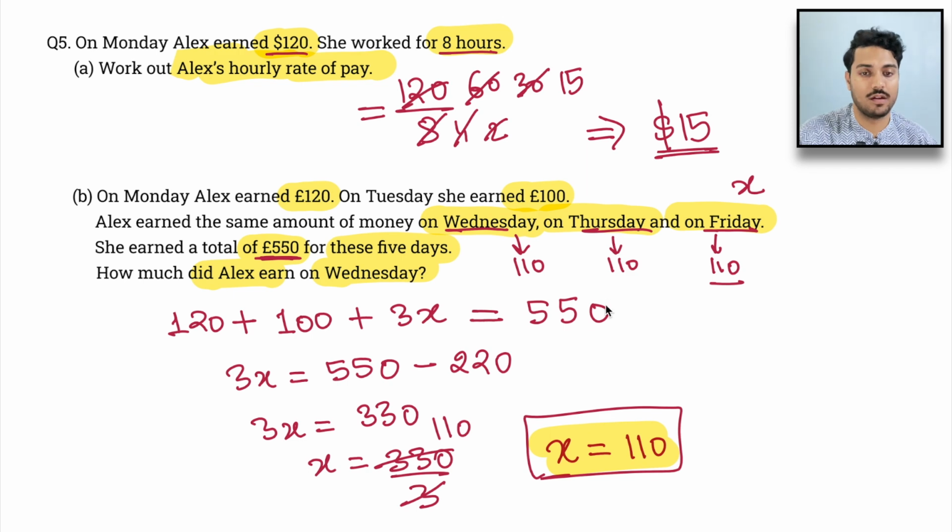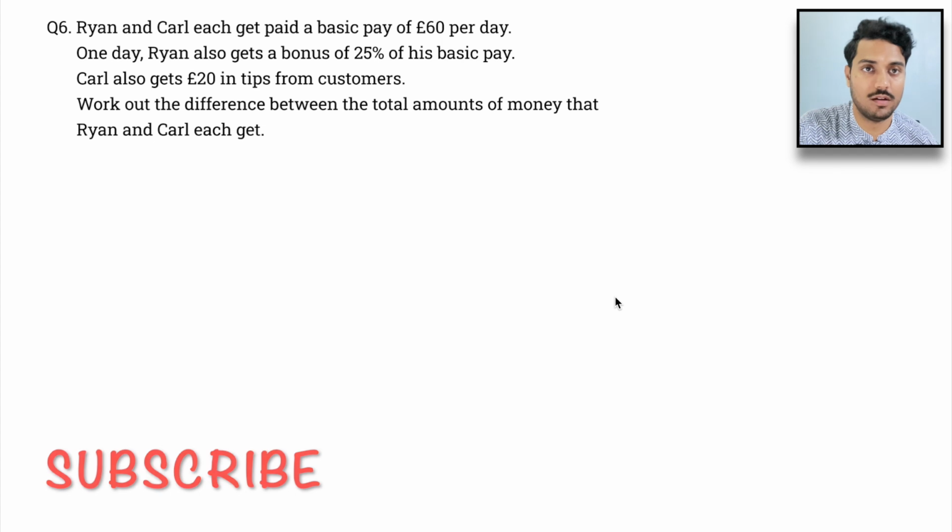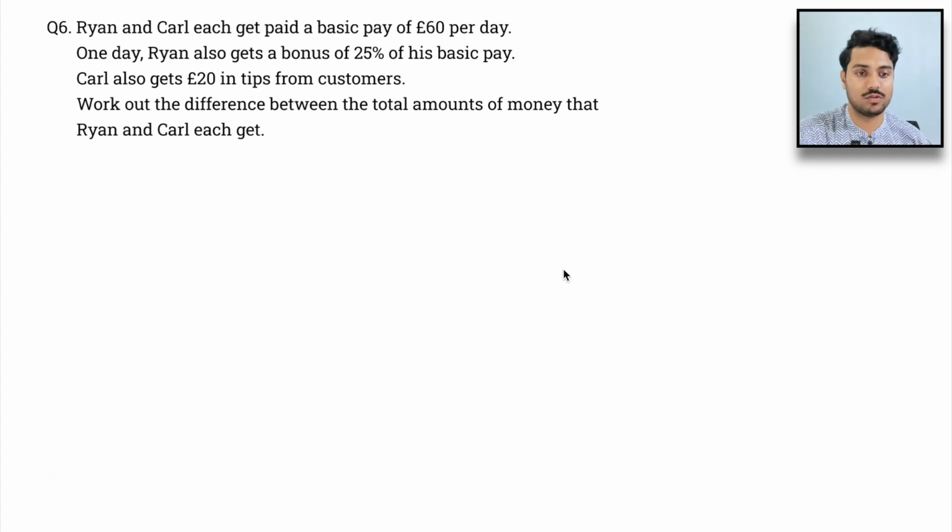That's the answer. Let's move on to question number 6 now. You can pause the video and try this question, and let's check how many of us get the correct answer. Question number 6, it says, Ryan and Carl each get paid a basic pay of 60 pounds per day. One day Ryan also gets a bonus of 25% of his basic pay, which is $60 per day. Carl also gets 20 pounds in tips from the customers. Work out the difference between the total amount of money that Ryan and Carl each get.